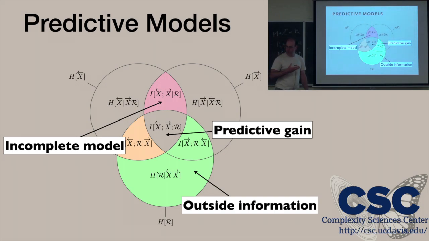Should I go through this in any detail? Okay. So this is a little bit of a more general picture, before you collapse down into the epsilon machine picture, of the relation between the past, the future, and some model.